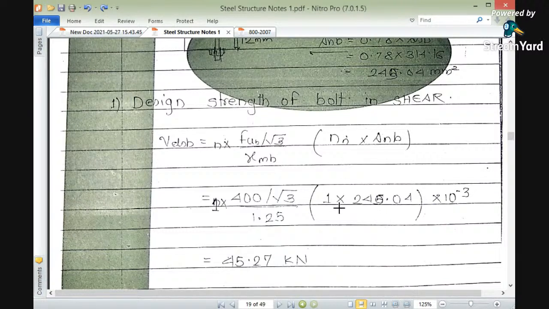Again, only one shear plane is considered, and the area of the threaded portion is 245.04, which we have calculated. We multiply by 10 to the power minus 3 because we are converting this into kilonewtons. If we do not multiply by 10 to the power minus 3, it comes to a number with many digits. So the design strength of the bolt in shear comes to be 45.25 kilonewtons.